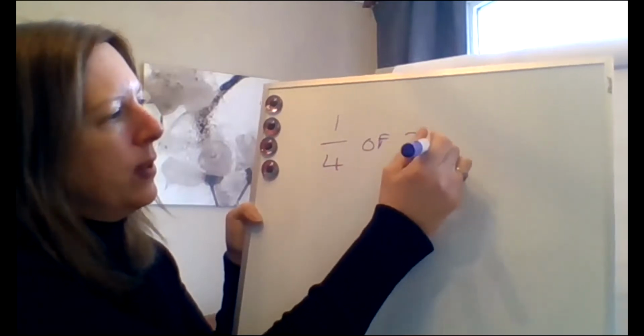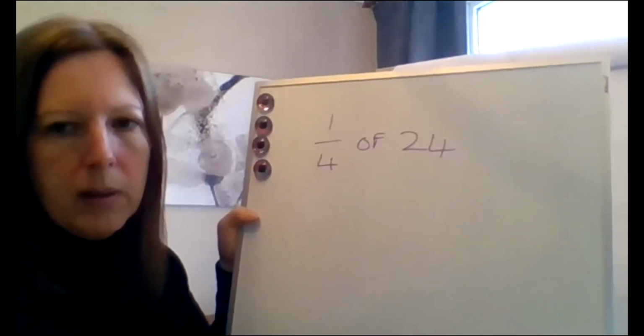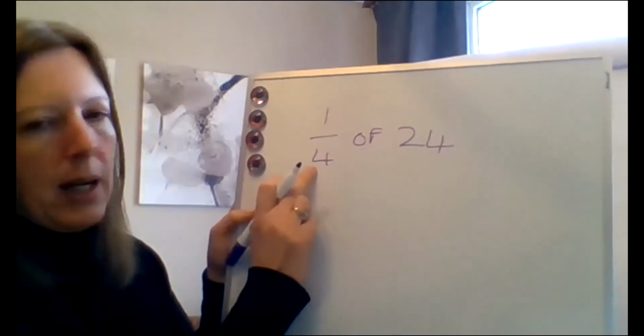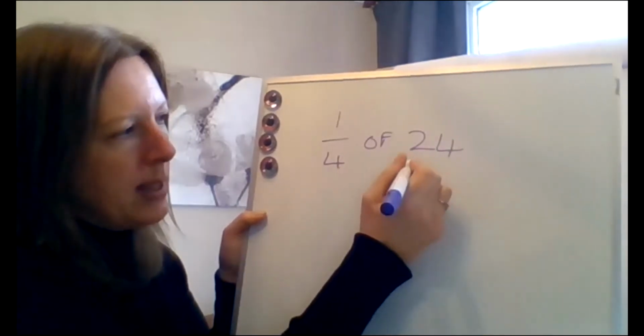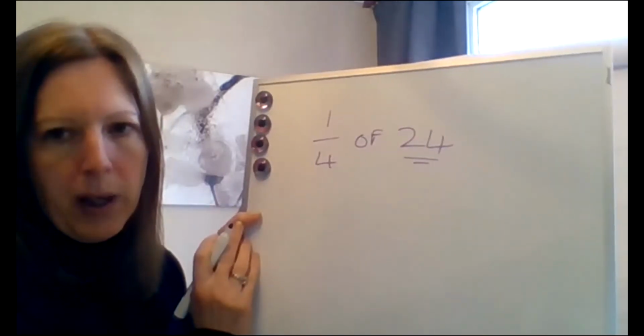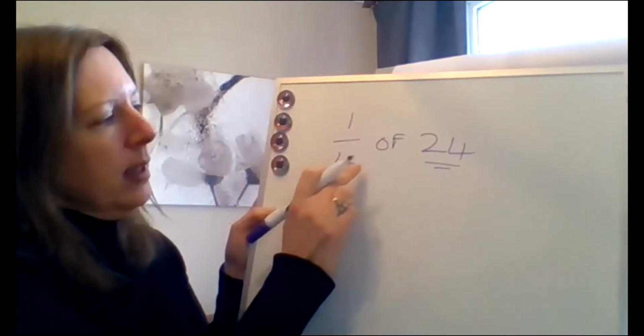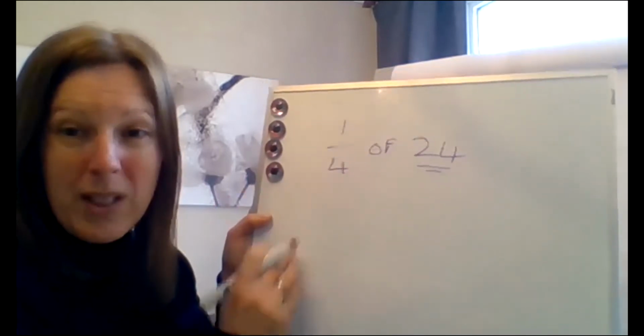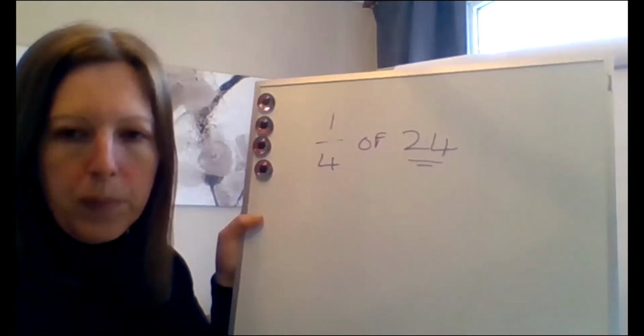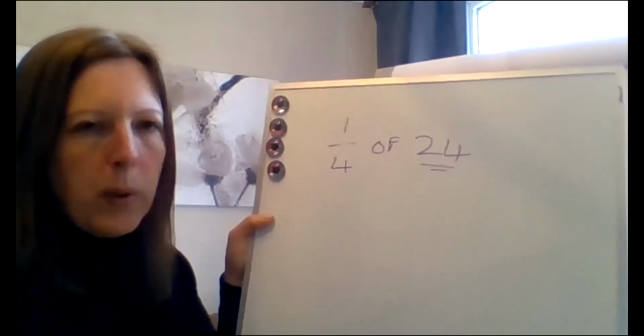Now, if we're finding a quarter, that means we've got to be looking at our denominator here, because remember our denominator tells us what we need to be splitting this number into. Okay, we are going to be splitting this into 4 groups. We're dividing it into 4. Now, there's lots of different ways we can do this.